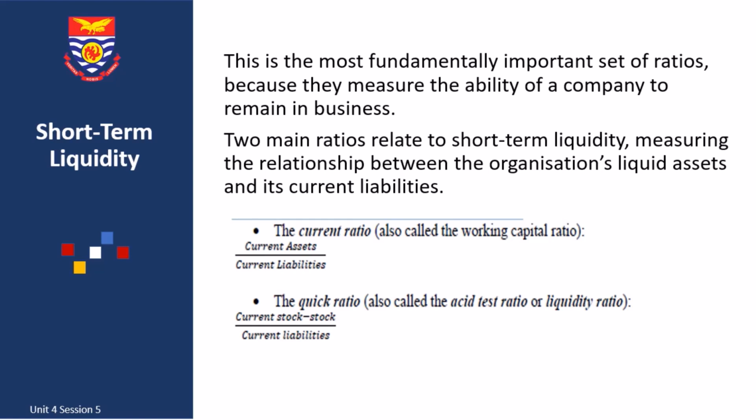The formula for the current ratio or the working capital ratio is simply current assets over your current liabilities. The second ratio is the quick ratio or the asset test ratio. The formula for this is your current assets minus stock, all over current liabilities. So in your model, you see current stock minus stock. It's a mistake. It's supposed to be current assets minus stock all over your current liabilities.